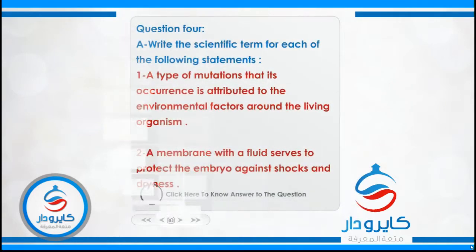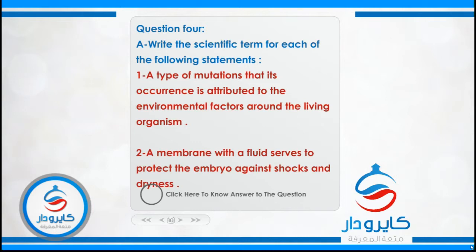The next question. Write the scientific term for each of the following. A type of mutation whose occurrence is attributed to the environmental factors around the living organism. That means this mutation takes place without the interference of the human being. This kind of mutation is called the spontaneous mutation because it takes place by the action of the environmental factors.